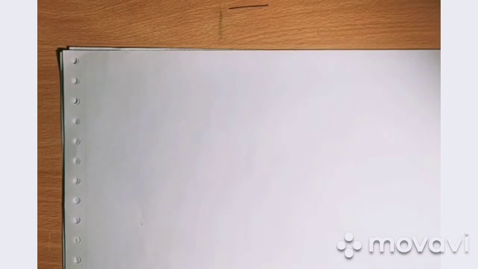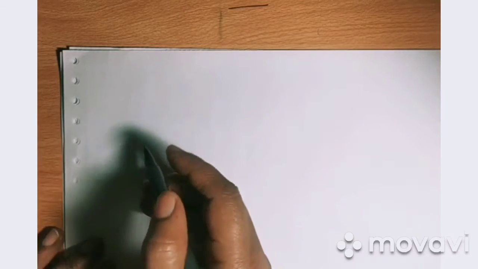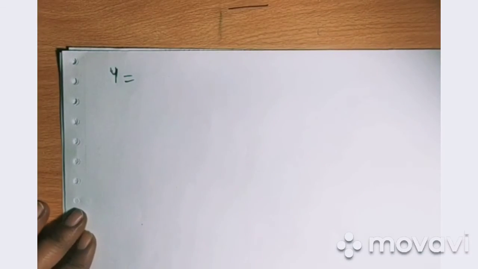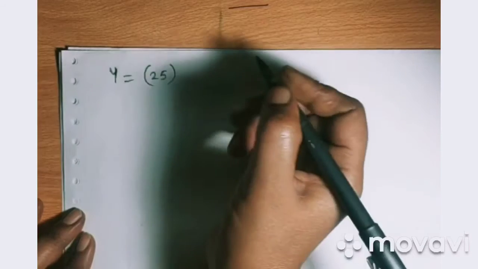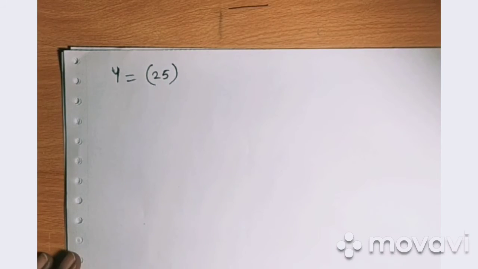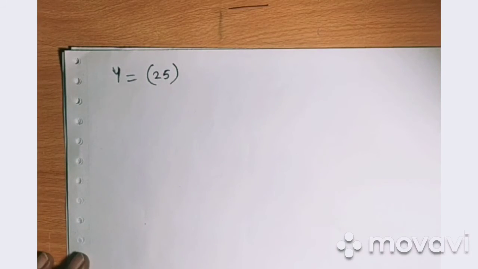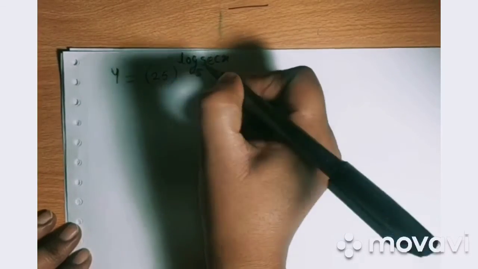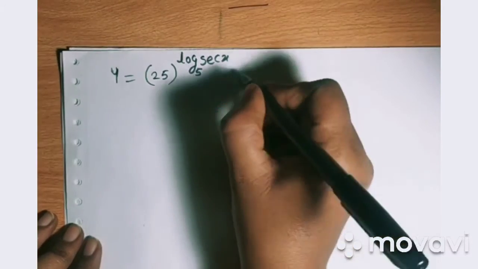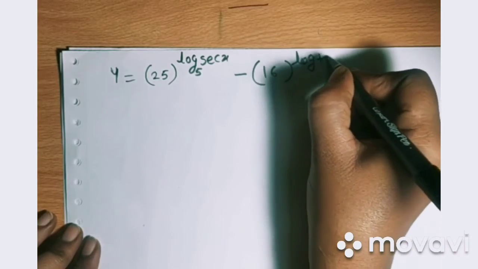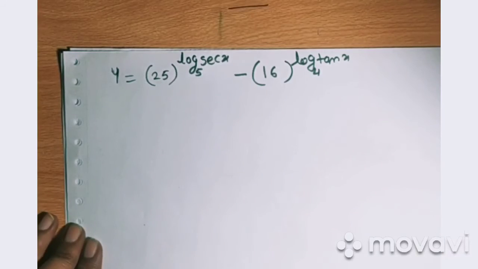Next, y is equal to 25 bracket raised to log of sec of x to the base 5, that is 25 raised to log of sec x, and the base of log is 5, minus 16 raised to log of tan of x to the base 4.